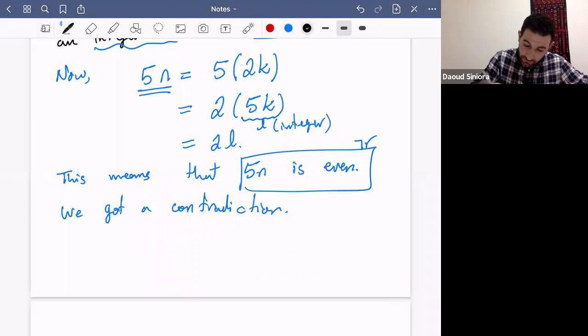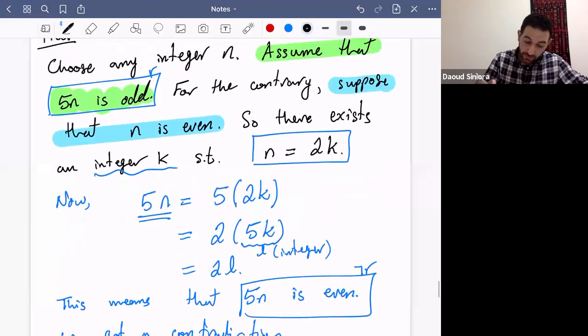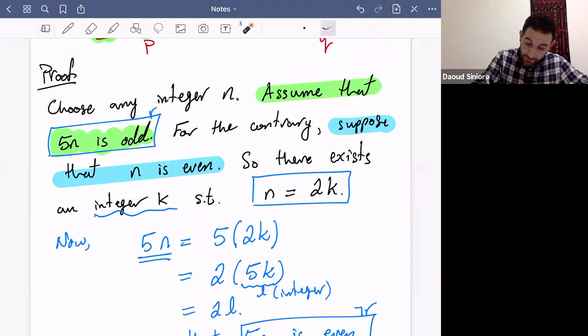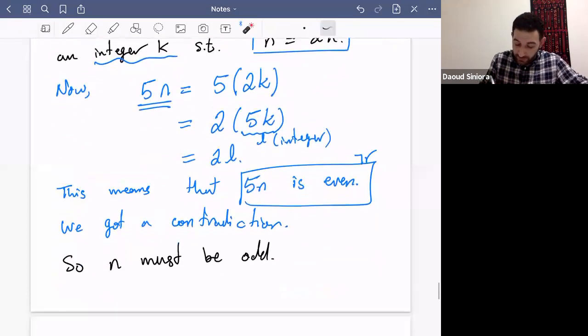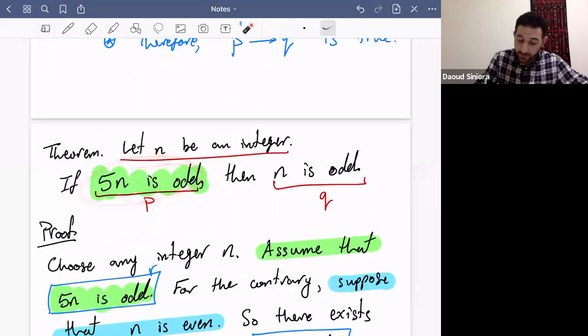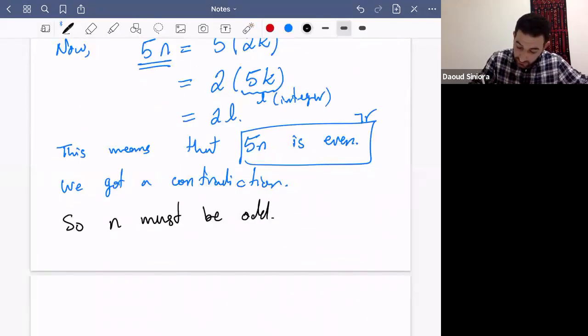So n must be odd. So look what we did. We assumed that 5n is odd, and we concluded that n is odd. This means we proved that if 5n is odd, then n is odd. So the proof is complete.